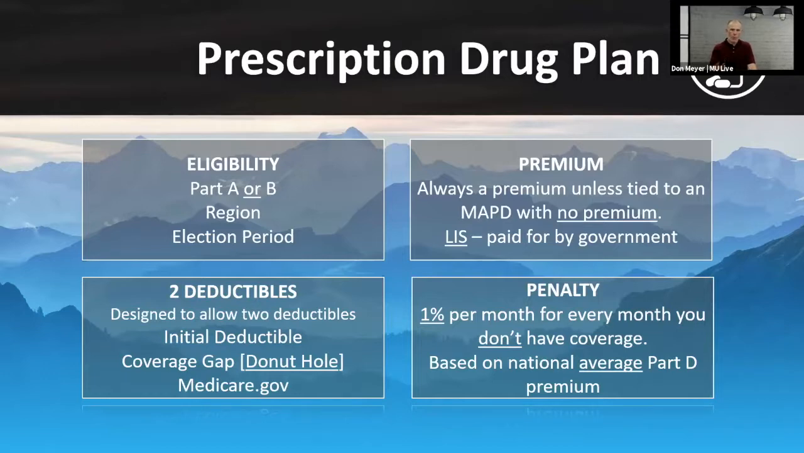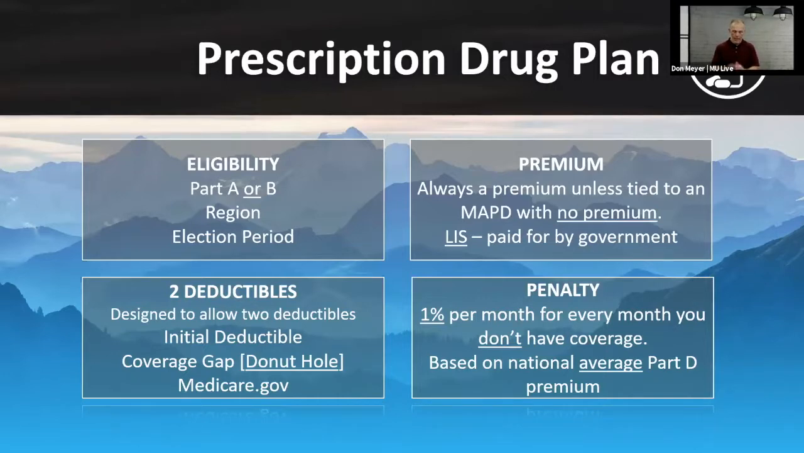The other important thing to know in the beginning here with prescription drug plans are the deductibles. So the standard plan designed by Medicare allows two deductibles, an initial deductible and a deductible in the middle that's technically called the coverage gap, but it's also known as the donut hole.